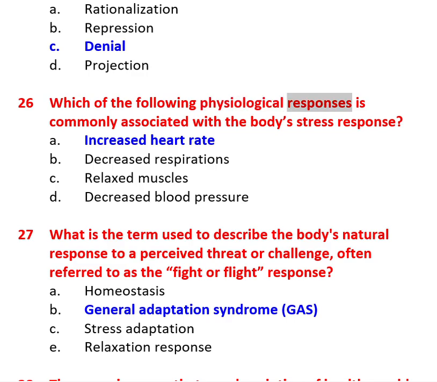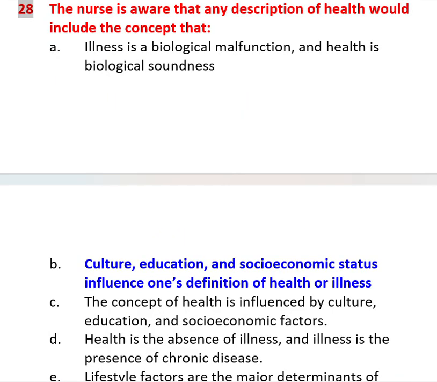26. Which of the following physiological responses is commonly associated with the body's stress response? Increased heart rate. Decreased respirations. Relaxed muscles. Decreased blood pressure. 27. What is the term used to describe the body's natural response to a perceived threat or challenge, often referred to as the fight or flight response? Homeostasis. General adaptation syndrome, GAS. Stress adaptation. Relaxation response.